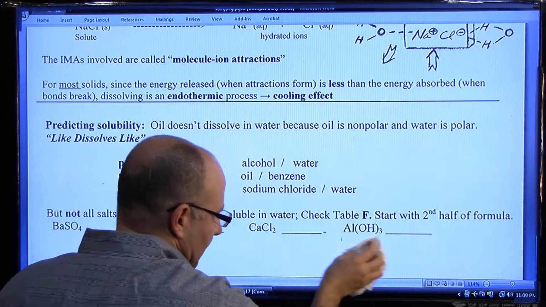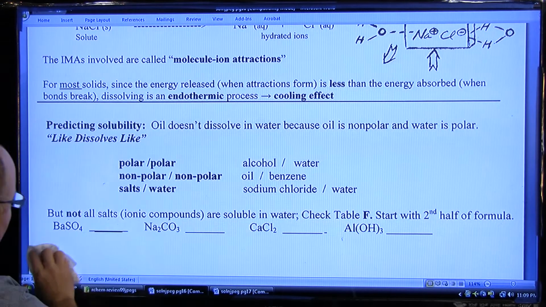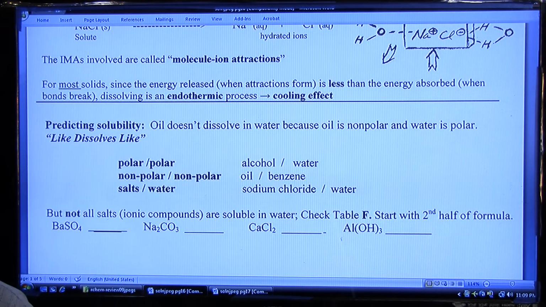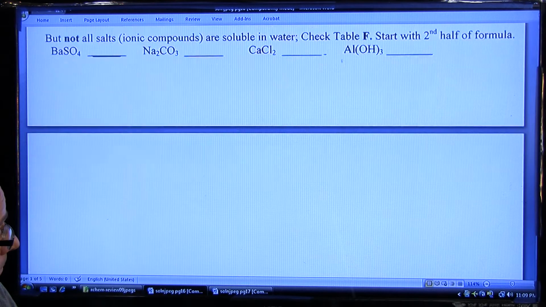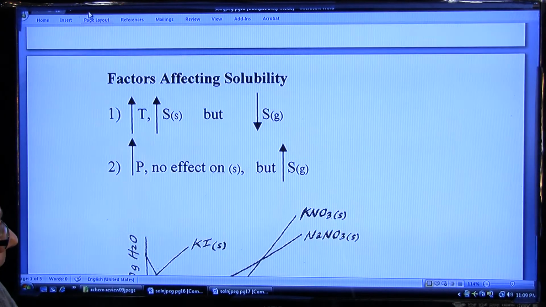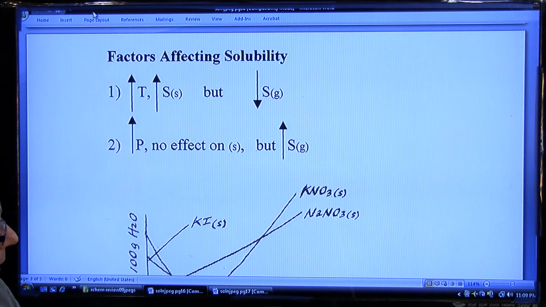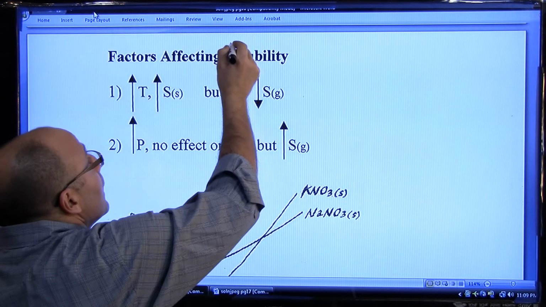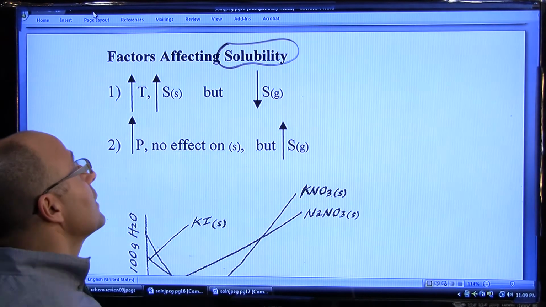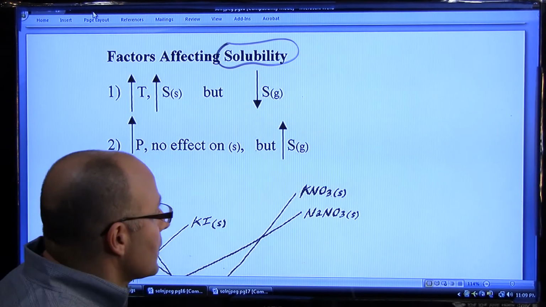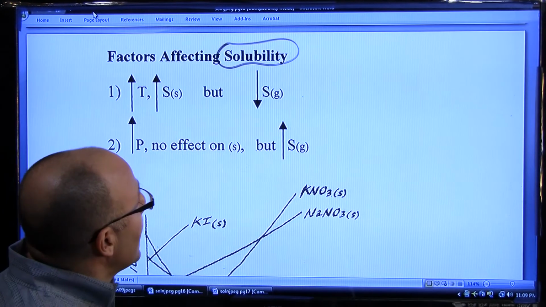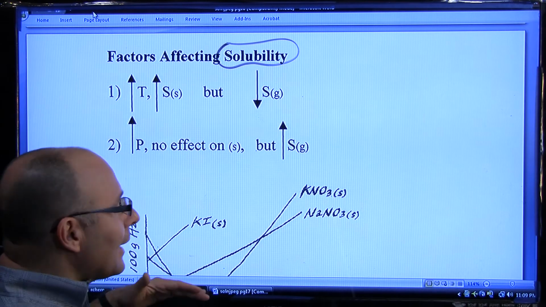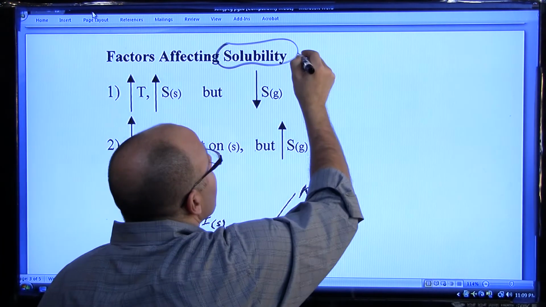Now let's take a look at Table G, which is the solubility curves. But first of all, I want to remind you that when it comes to solubility, the factors that affect solubility, I want to remind you that solubility is a measure of how much gets dissolved, the grams of solute per grams of solvent. So solubility is not just whether or not it gets dissolved, but how much gets dissolved.